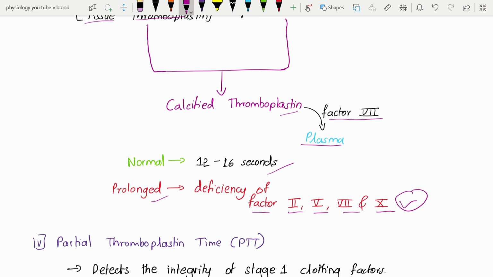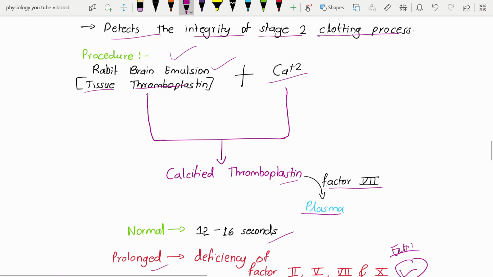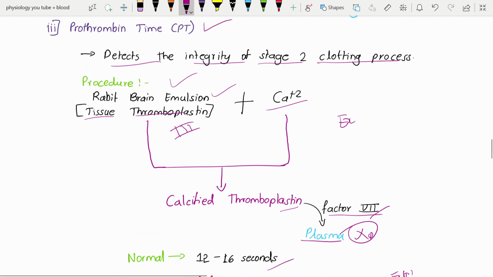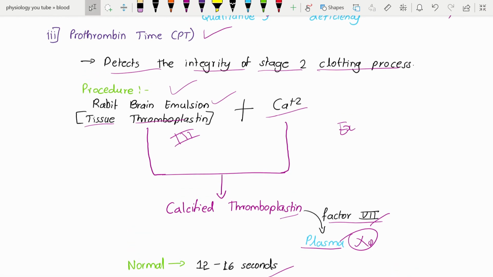If you observe, these are the extrinsic pathway factors, right? And if you clearly observe this procedure, it is extrinsic pathway itself, because see here there is factor 3, right? Then there is factor 7. In plasma there will be factor 10. So we are assessing the extrinsic pathway. So prothrombin time, PT, is for the assessment of the extrinsic pathway.